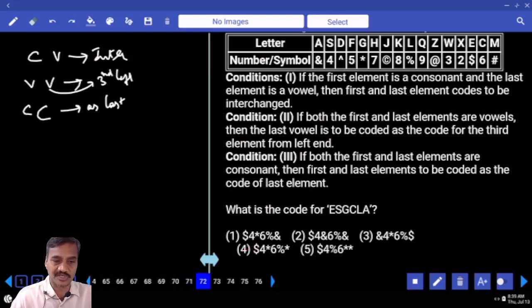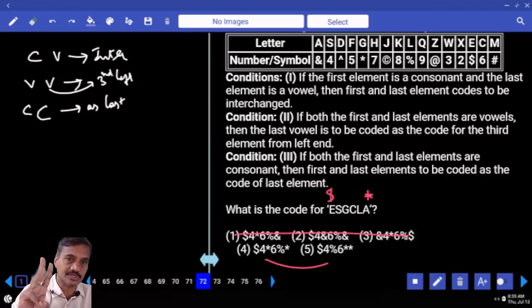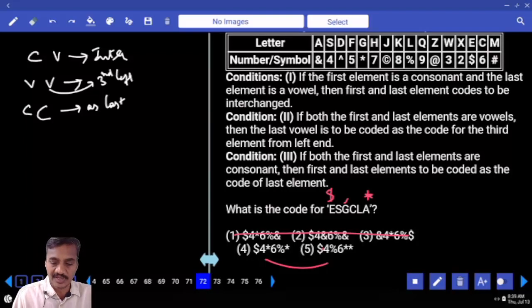And 72, first and the last are vowels. And that means the last vowel. Now to this vowel, the third letter from the left-hand side is G and G's code is star. And the code for E is what? Dollar. And dollar and star must be here. Dollar and star are given in how many different choices? 2 choices. Isn't it? Now these are ruled out. Whenever you are left with only 2 choices, then start comparing within these 2 choices. First element is the same, dollar, second is 4, third element is different. What is the third element here? Star. And the third element must be star, so that is the choice for this question.